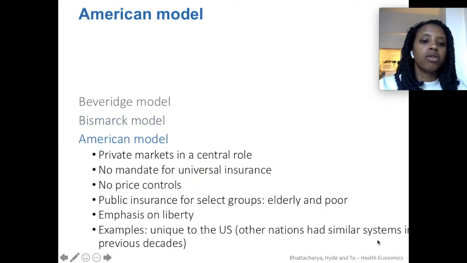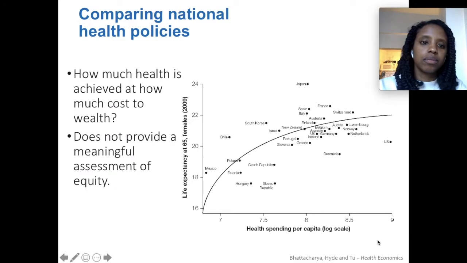And finally, we have the American model. This one has a heavy emphasis on private markets. There is no mandate for insurance coverage. There was under the Affordable Care Act for a few years, but it's been eliminated under the Trump administration. There are also no price controls set by the government. There is public insurance for select groups: people above 65 who get Medicare, and people with low incomes. So the emphasis is on a notion of liberty. It's unique to the US. Other countries really don't have this system, although some did, especially in the earlier half of the 20th century. So how do we compare which one of these policy systems is best?